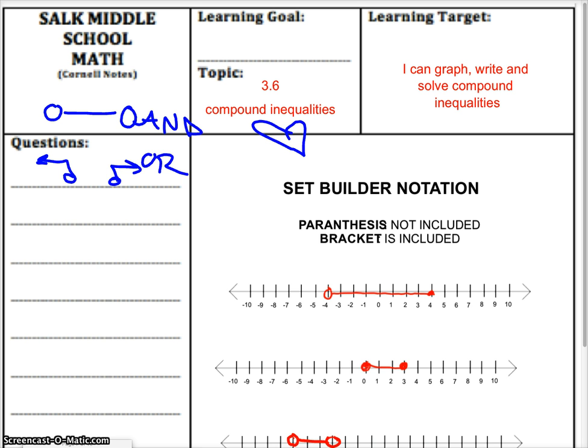So first off, we have the wrong vocabulary here. Everybody cross out set builder notation. Okay, so instead of set builder notation, this is actually called interval notation. That's the vocab aligned with this. It's interval notation.